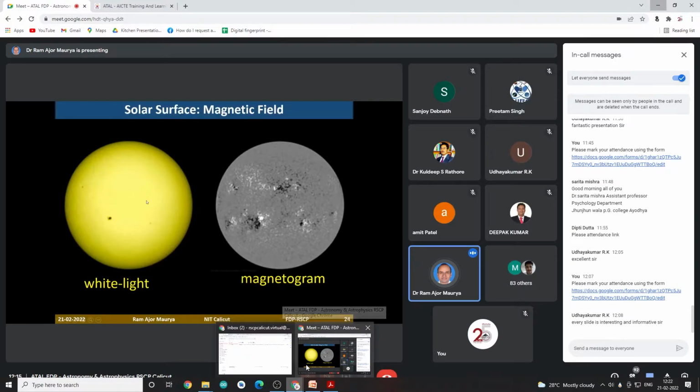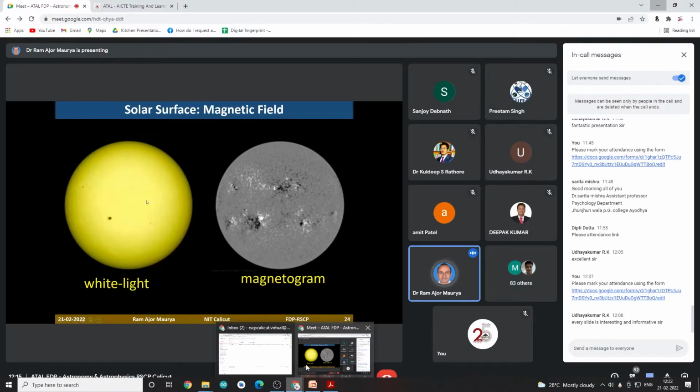The present solar cycle is the 25th solar cycle, which began somewhere in December 2019, and it will end by 2030.